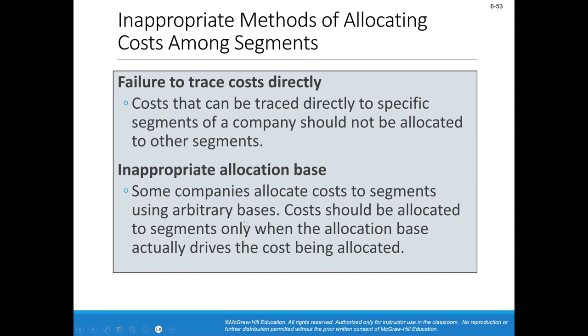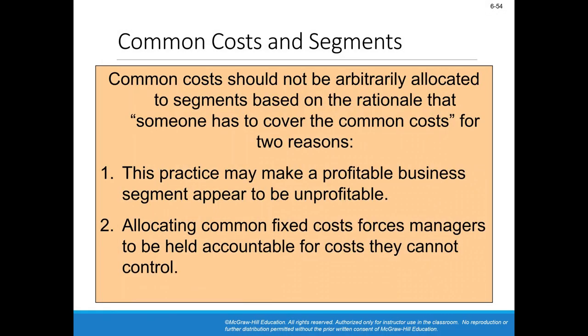Some companies allocate costs to segments using arbitrary bases. All right, so in other words, we're going to allocate X% of corporate overhead to you. But that may give you a false indication. You may decide, well, then this is unprofitable, and we get rid of this division, and yet all of these overhead costs, you are not getting rid of anything else. So you're really killing yourself or shooting yourself in the foot. This practice may make a profitable business segment appear to be unprofitable. Allocating common fixed costs forces managers to be held accountable for costs they can't control. No one likes that.